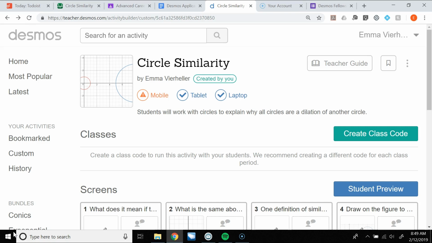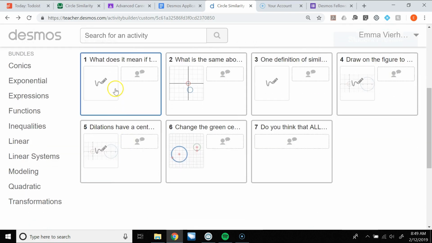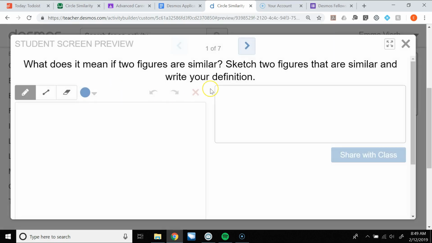I want to talk to you a little bit about how I'm using Desmos to help my students understand circle similarity and specifically how to prove that all circles are similar to each other. So, here's an opening activity my students go through. I want to check if they know what it means for two figures to be similar. They often think that congruence and similarity is the same thing, so we're going to work through that.